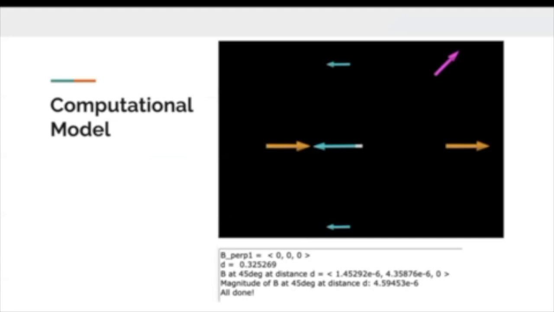The different arrows show the different fields around the magnet, and the following values over here were calculated, where B at a 45-degree angle at distance d was 1.45292 times 10 to the negative 6, 4.35876 times 10 to the negative 6, and the magnitude of B at 45 degrees at distance d was 4.59 times 10 to the negative 6.